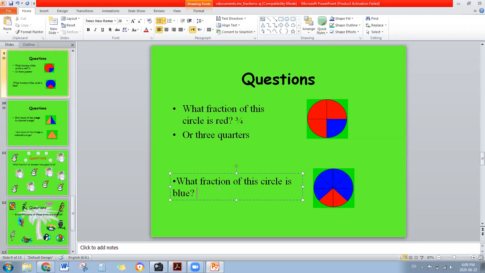Second one, you have 1, 2, 3, 4, 5, 6, 7, 8, 8 equal parts. You want to know what fraction of this circle is blue. I have 6 blue out of 8. So it is 6 over 8. This line is called over. It is read as 6 eighths.